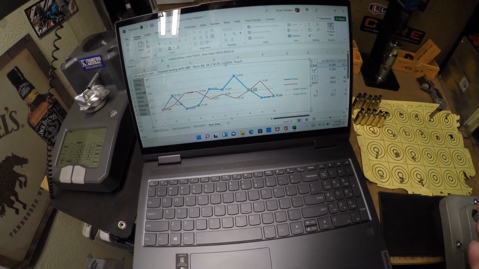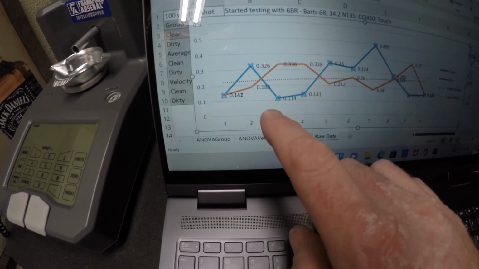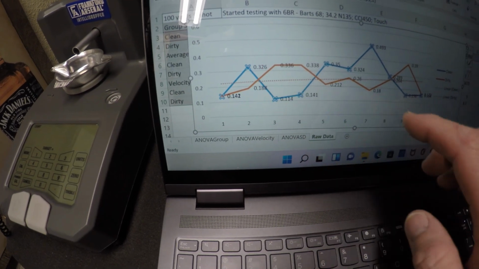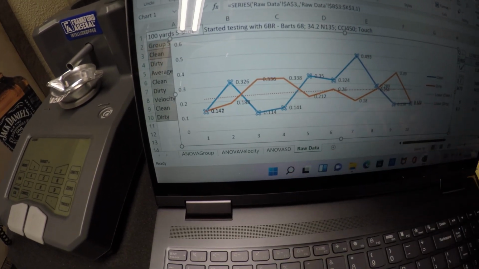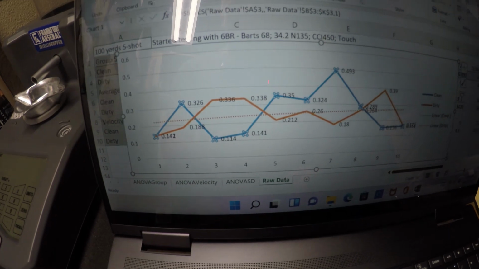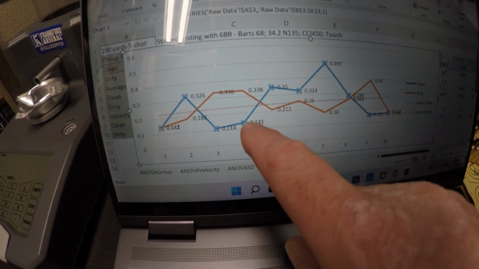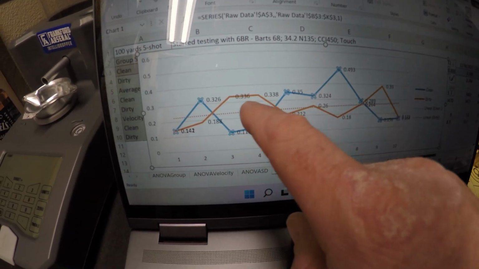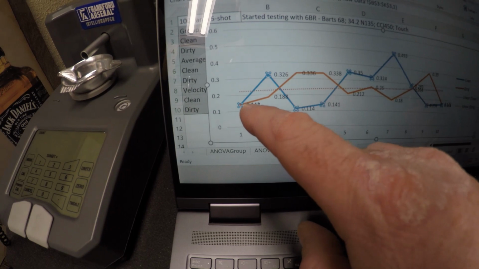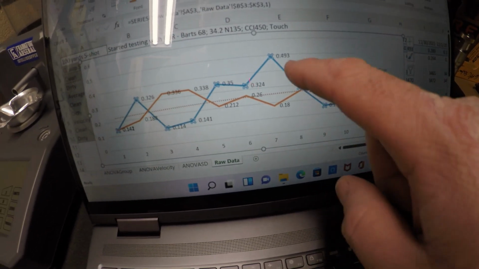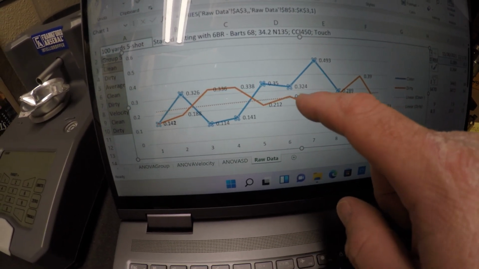These are the groups here. The blue line represents clean primer pockets, and the orange line represents dirty primer pockets. Over the course of 10 firings, the dirty pockets did pretty good. They showed a pattern with some pretty low groups, in the ones and low twos. One did shoot a little bit high in the threes. The clean pockets showed pretty good too, with some in the ones for sure. One was pretty high, a 0.4. I don't know why that was so bad, and a couple of others were in the threes.